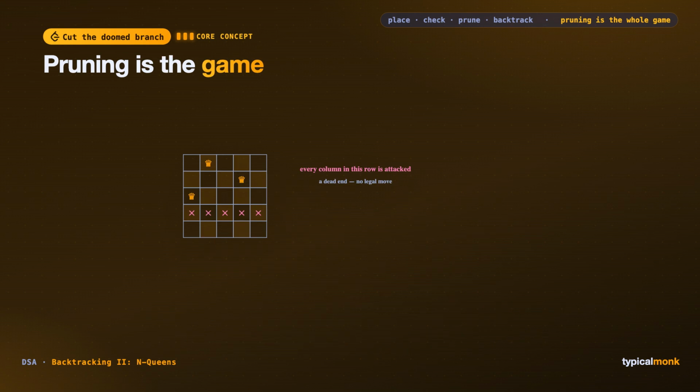Now we arrive at the beating heart of this class. In n queens, pruning is not an optimization. It is what makes the problem solvable at all. Let us see why. Consider what happens when, in some row, you check all n columns and every single one is unsafe. Each is attacked by a queen already placed above. This is a dead end.